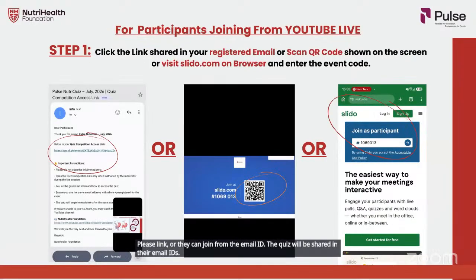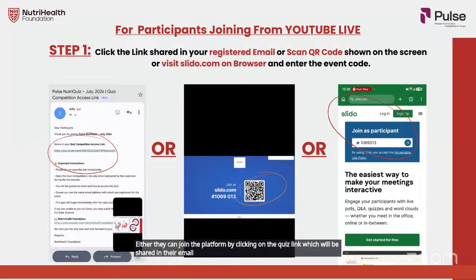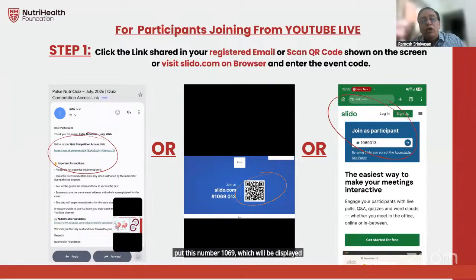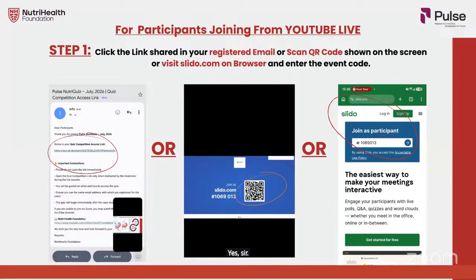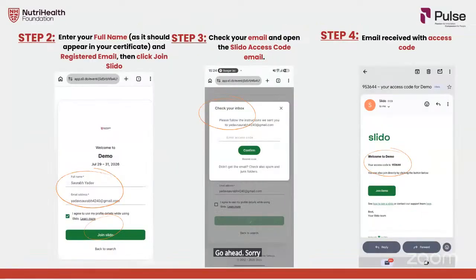This is for the people joining from YouTube. The process is the same. Either they can join by clicking the quiz link shared in their email, or we will display a QR code that they can scan. The third way is to go to slido.com and enter the number 1069, which will be displayed here. Can we also share the link in the chat box? Yes, sir, that will also be done. They can quickly access the chat box and download that.